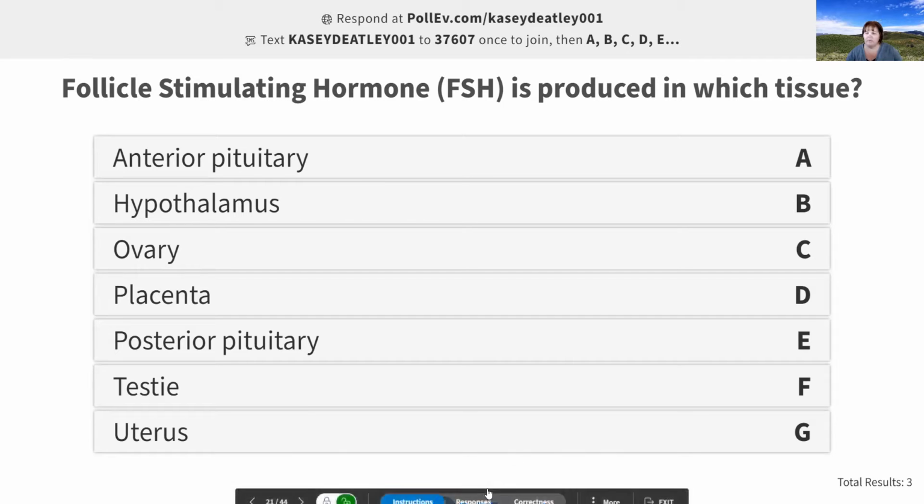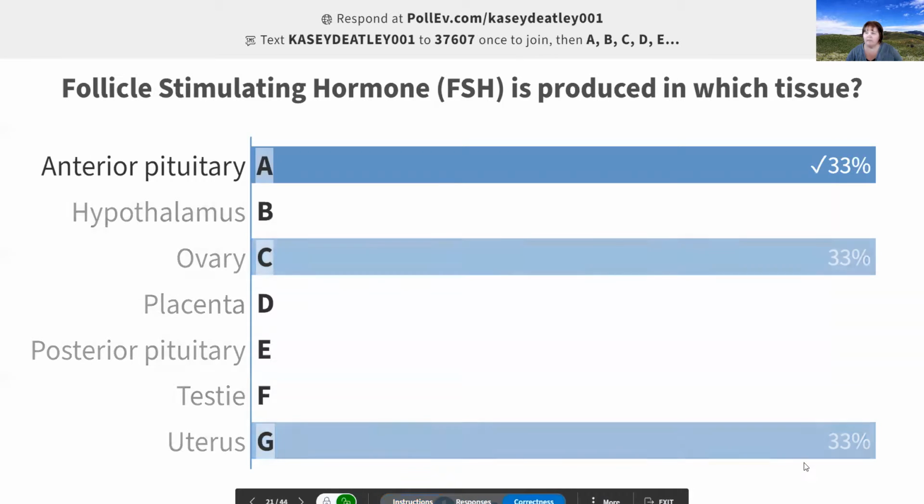All right, guys, let's see what we got. Okay. So follicle stimulating hormone is going to be produced by the anterior pituitary gland. What FSH is produced in response to is GnRH coming from the hypothalamus. When GnRH is produced in the hypothalamus, it travels to the anterior pituitary gland, and it's going to increase production and regulation of FSH and LH.